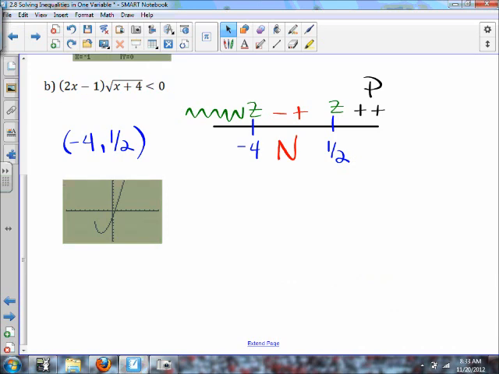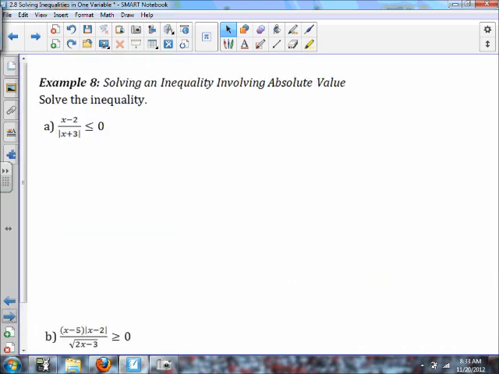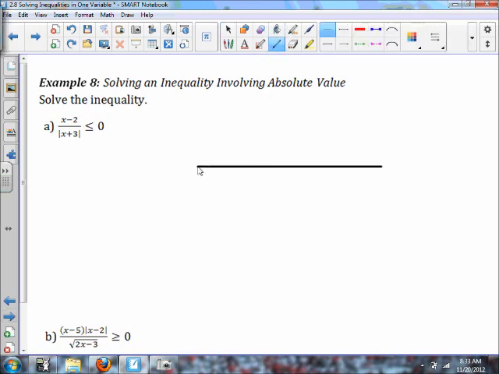Now, moving on to example 8. Solving an inequality involving absolute value. Solve the inequality. So, what are our critical points? Critical points are 2 and -3, right?